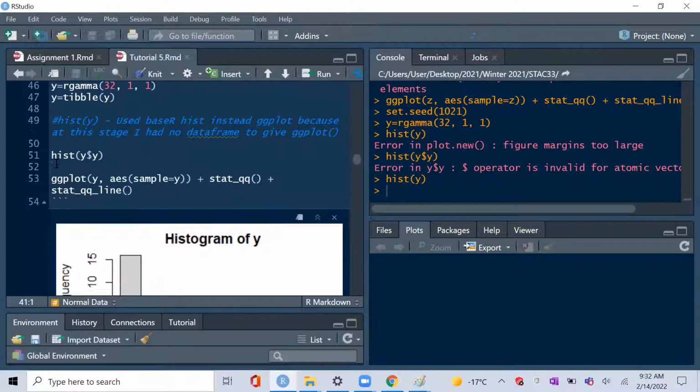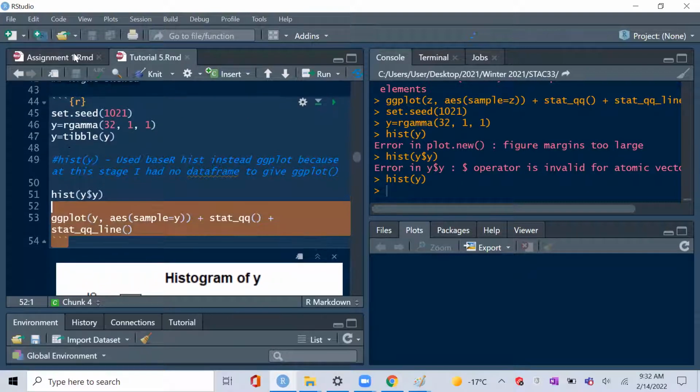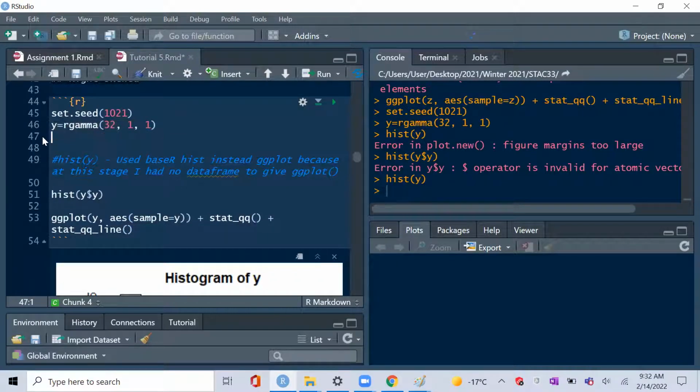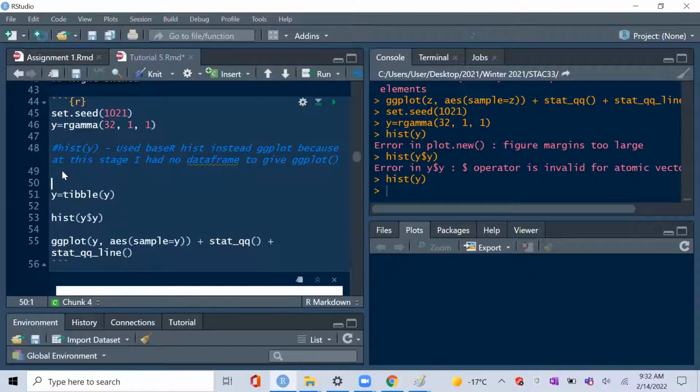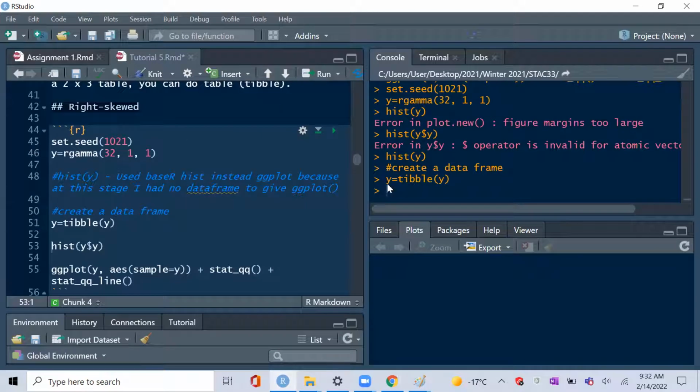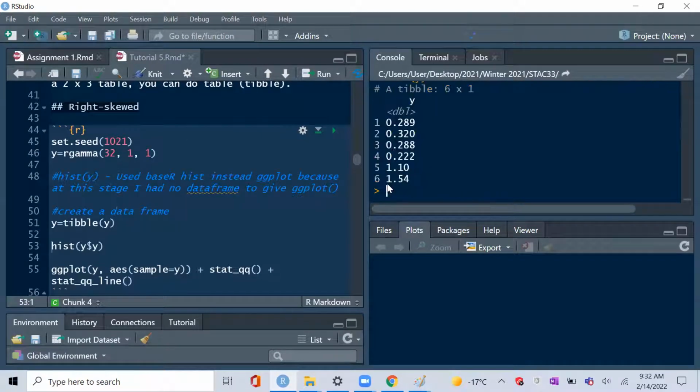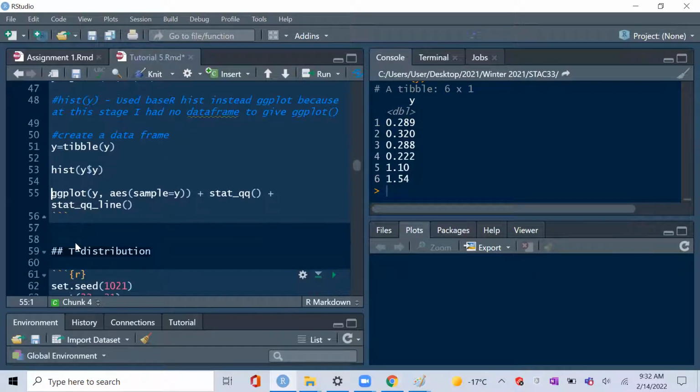Okay, so now let's actually create a data frame. Oh, I should have actually. So now let's actually create a data frame. Okay, let's create one. Okay, so now it's a data frame. Let's check. There you go. Now let's put this y into the thing.